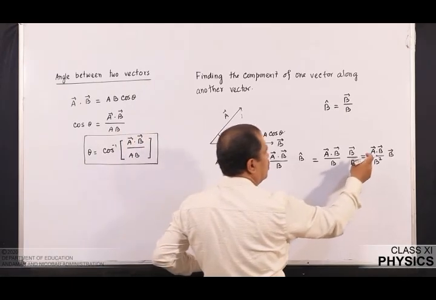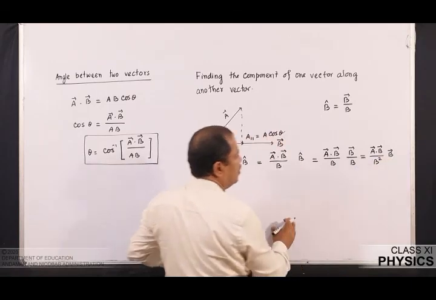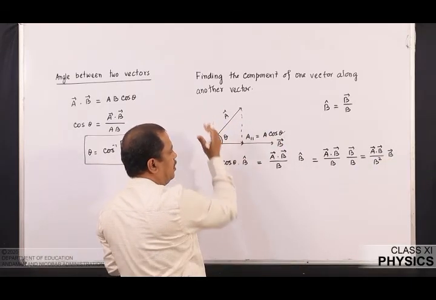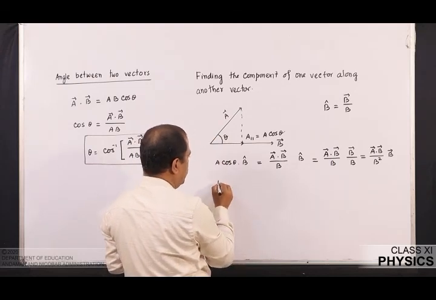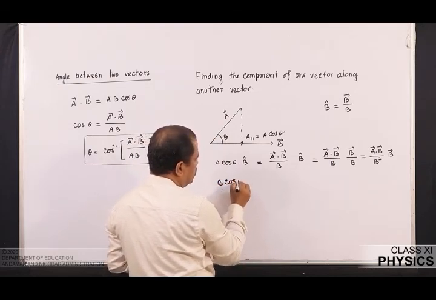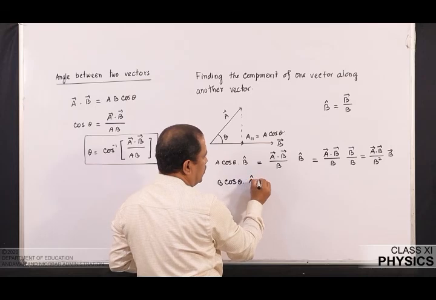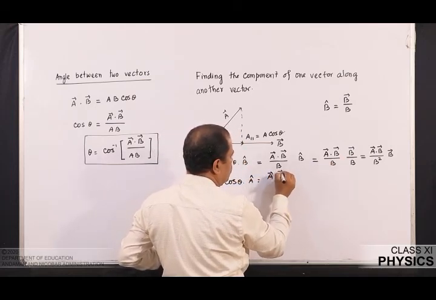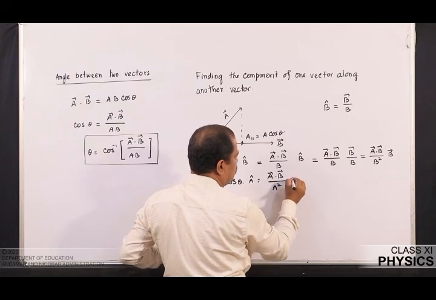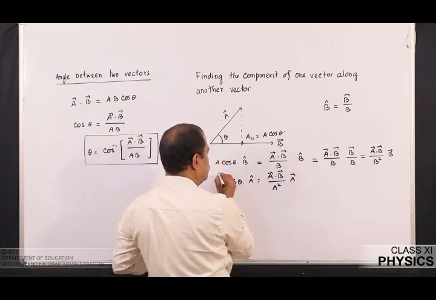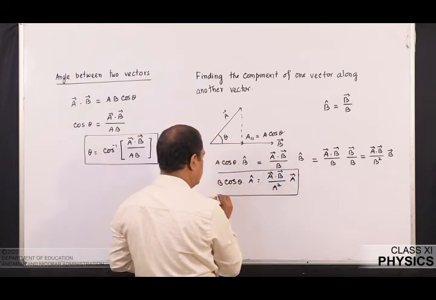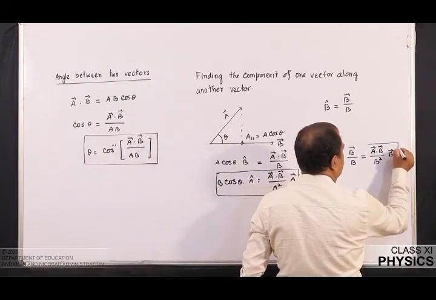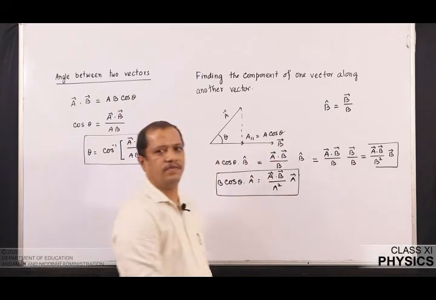So this is going to be the expression for the component of A along B. If I want to find the component of B along A, in that case I am going to have B cos theta times the unit vector of A, which can be once again written as the dot product upon A square into vector A. So these formulas can be used to calculate the component of one vector along the other.